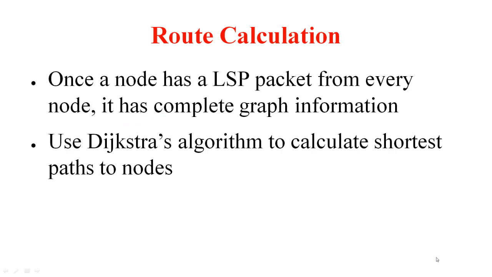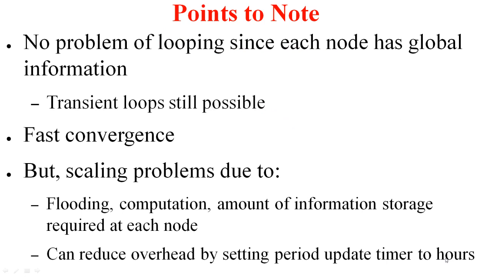If you implement those three aspects of the protocol, each node is going to get a link state packet from every node and thereby it will have the complete graph information. Once you have this, you can use Dijkstra's algorithm to calculate the shortest paths to every node and you're done. So here are a few points to note specific to the link state algorithm. There is no problem of count to infinity looping because each node has global information. However, it is possible to have transient loops when the topology changes and you're in the process of getting the new topology information. Again, convergence in link state is very fast because you have global information.